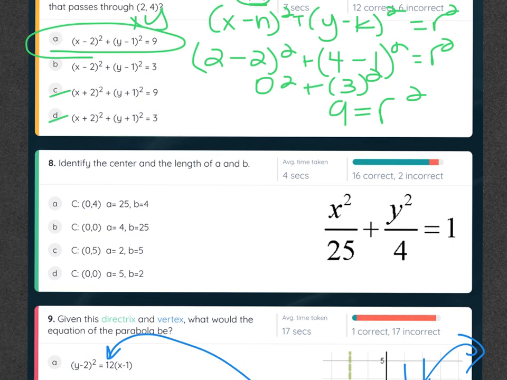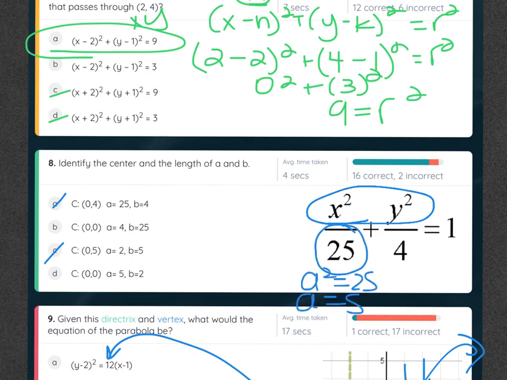8 says identify the center and the length of A and B. So my center is 0, 0 because you're not adding or subtracting anything from here. That cancels out C and A. And then A squared is 25, which makes A 5. B squared is 4, which makes B 2. That's D.